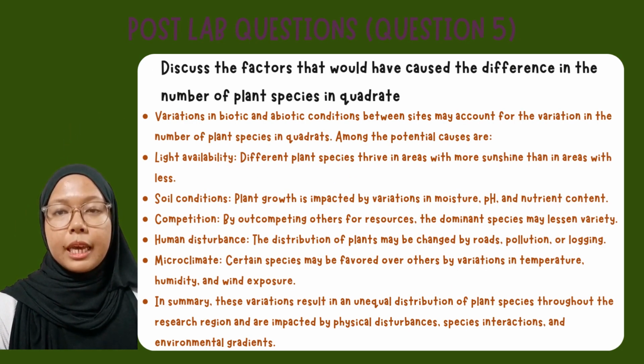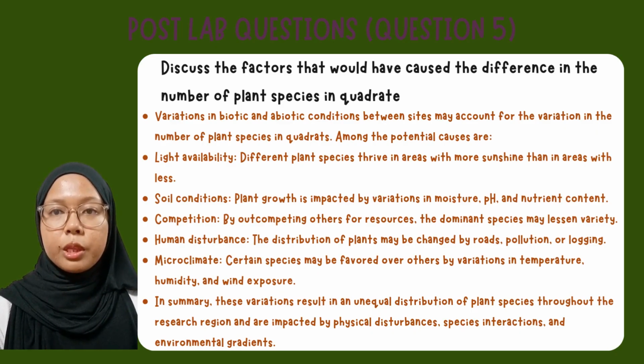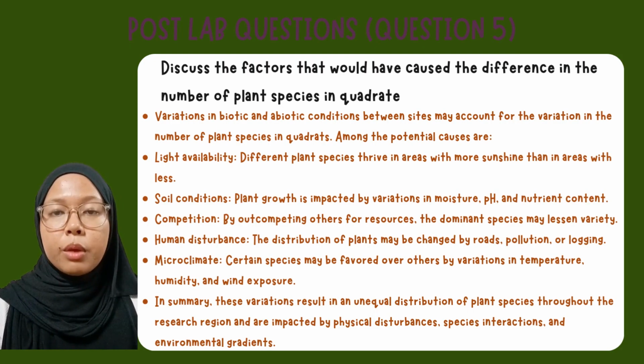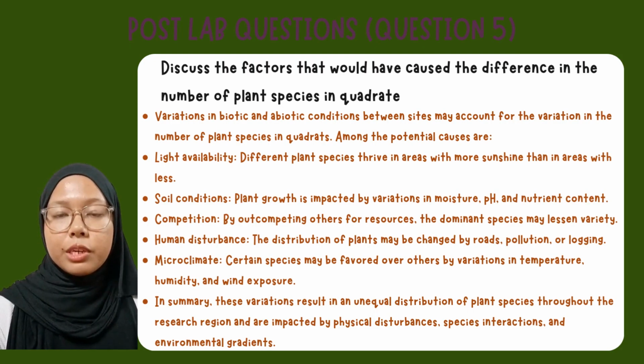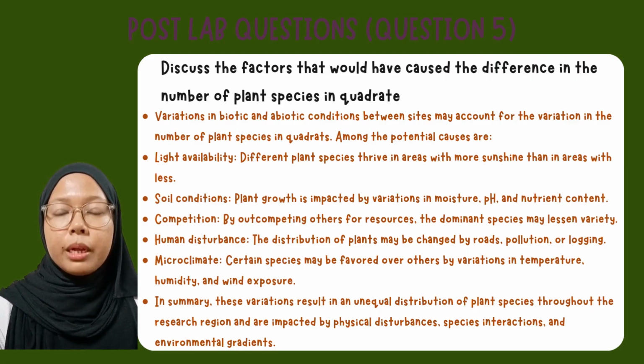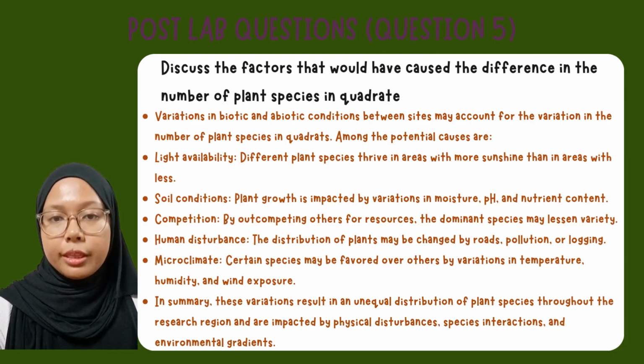Variations in biotic and abiotic conditions between sites may account for the variation in the number of plant species in quadrants. Among the potential causes, the first one is light availability. Different plant species thrive in areas with more sunshine than in areas with less. The second one is soil conditions. Plant growth is impacted by variations in moisture, pH and nutrient content.